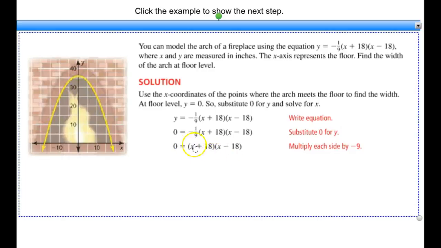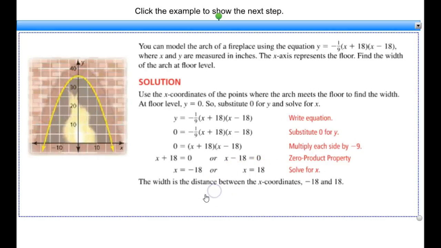So now that I have two things with my variables that are multiplied together, I use my zero product property. So I've got x plus 18 equals 0 or x minus 18 equals 0. And then I solve for x on both of those. And I see that these are the x values where my graph, or my fireplace, crosses the floor. So I see that the width is the distance between them. So I can go ahead and find the distance, which is going to be 36 inches. Okay, so I used all of the tools that I had with my zero product property to get there.